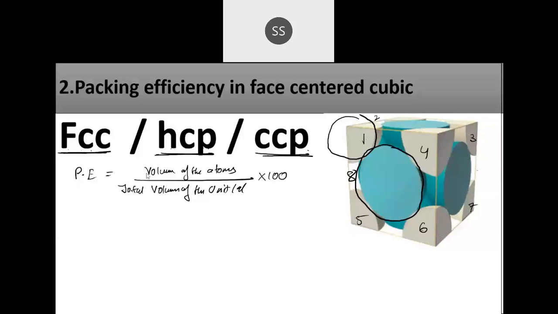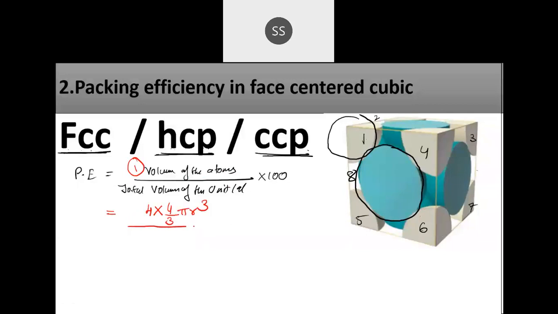So that means the first part, the volume of the atoms. We have 4 atoms, so I should write 4 into the volume of each sphere. The volume of each sphere is 4 by 3 pi r cube. Correct? So I will get the volume of the atoms here, and this first part will be over. Agree? Yes, very good. Understood, I think. This part is clear.